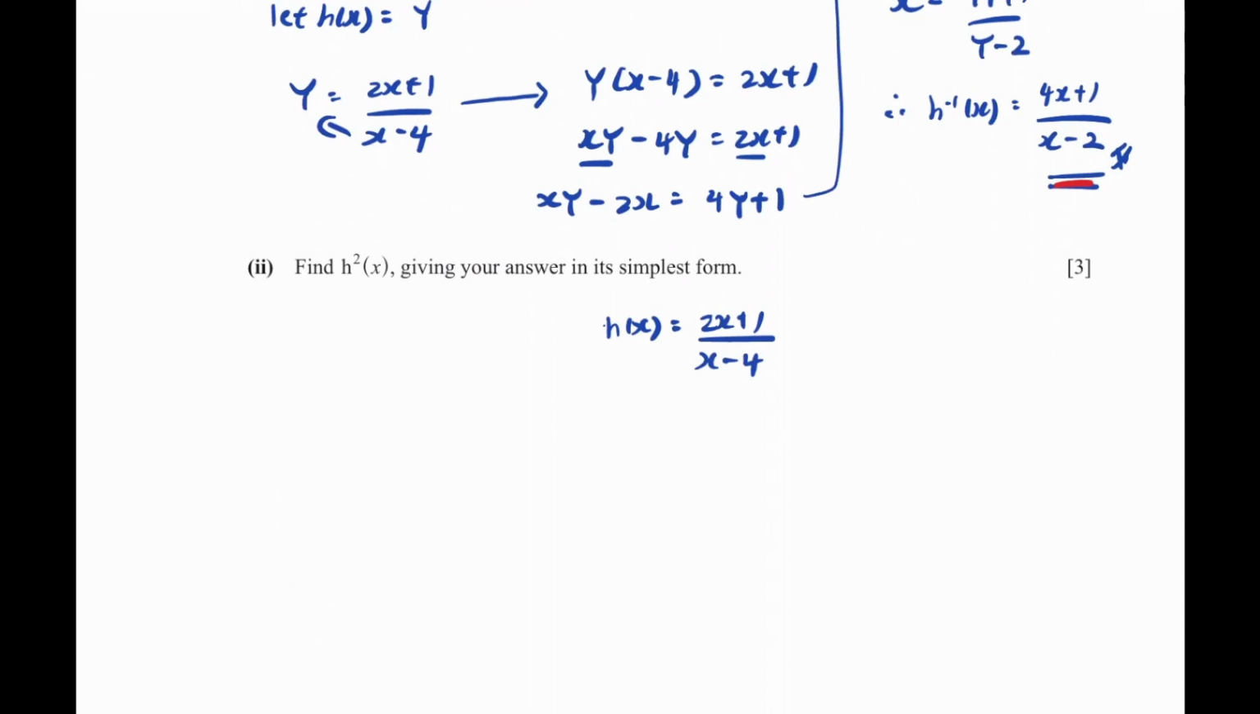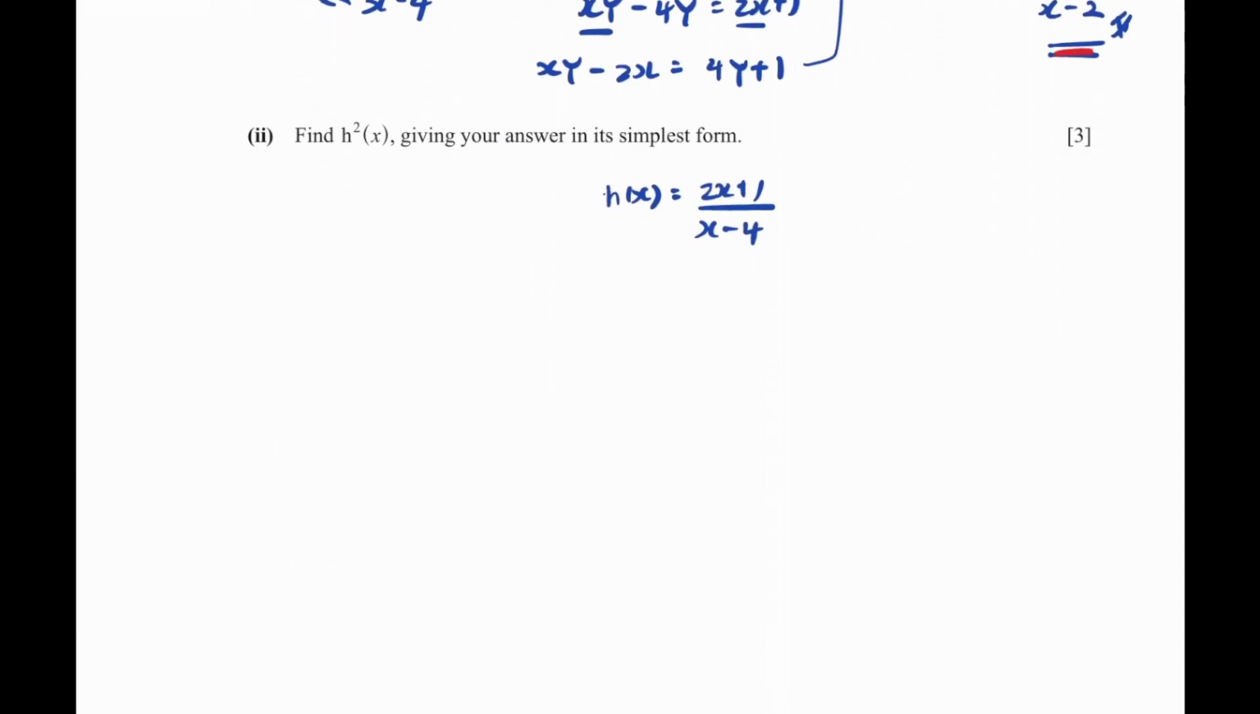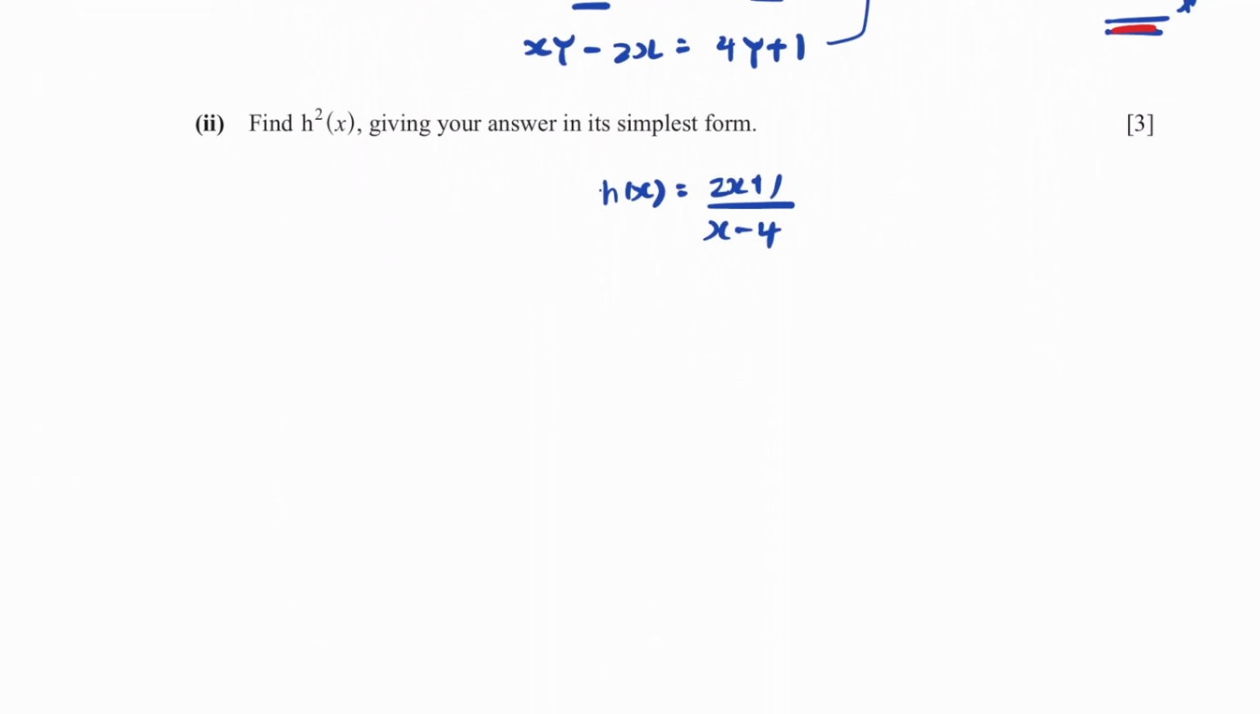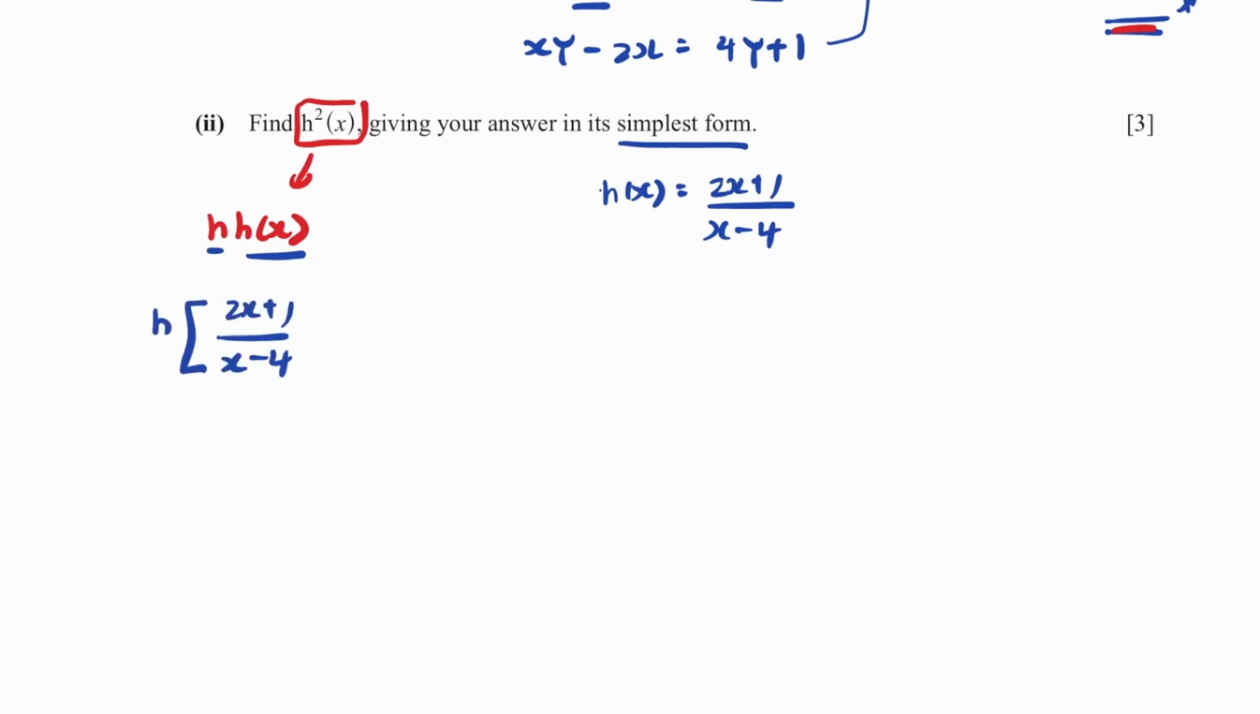So the final question will be find h squared x. Remember to give your answer in the simplest form, meaning you have to keep it simple at the end. Alright, so h squared x, just a tip, is another composite function, saying that h is inserted into another function of h. So what you need to do is to put h inside another h. So h of 2x plus 1 over x minus 4.